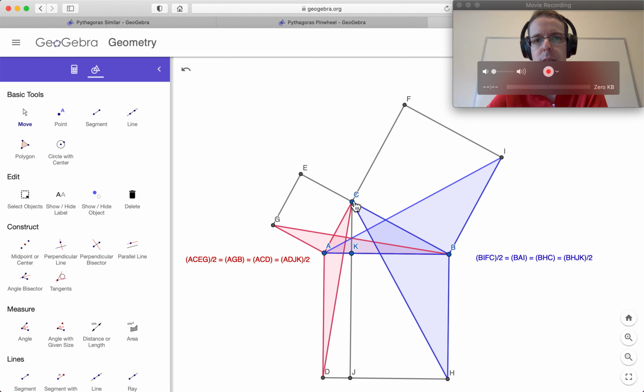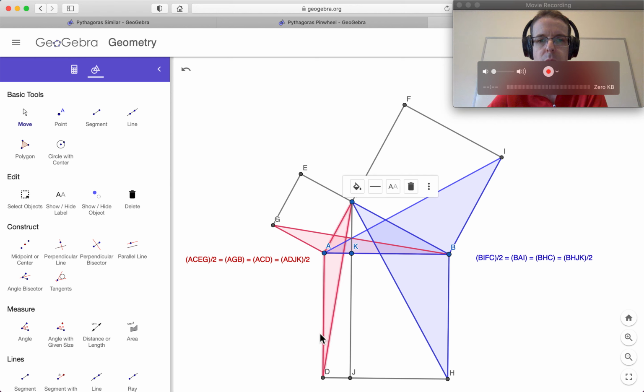base times the height. And the height of this triangle relative to this base is exactly the perpendicular distance from B to the extended line GA, which, because everything is parallel and perpendicular here, is exactly the distance CA. So in other words, this red triangle, GAB, has an area 1/2 its base times its height. And therefore, it is exactly 1/2 of the area of this square.